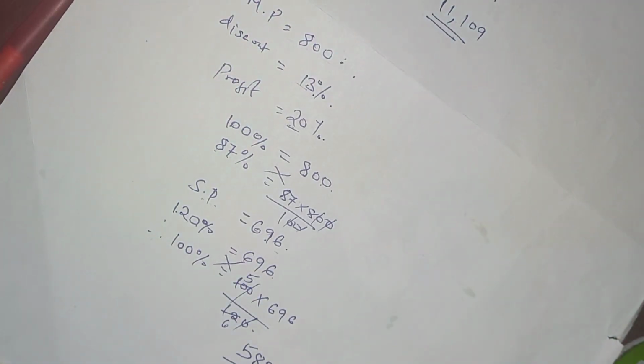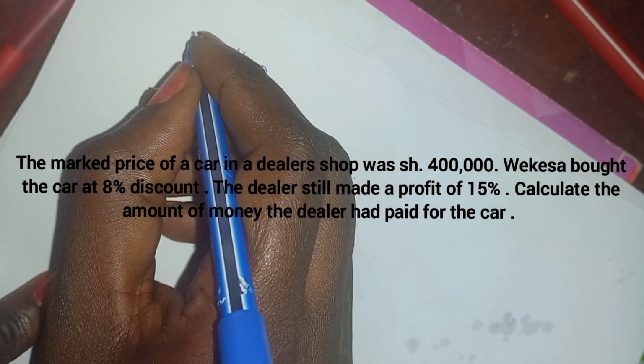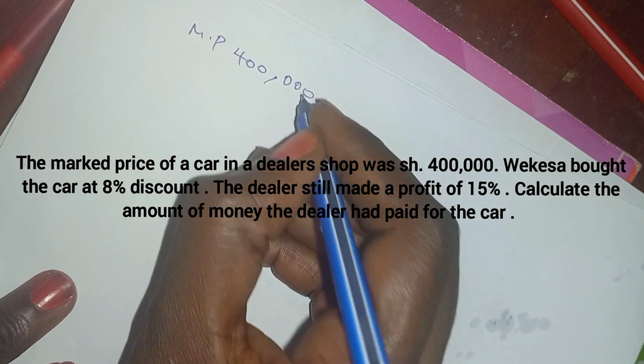Now let's look at number 5 in this question. Question number 5 was: the market price of a car in a dealer's shop was 400,000. This one was the market price. The market price of a car in a dealer's shop was 400,000.